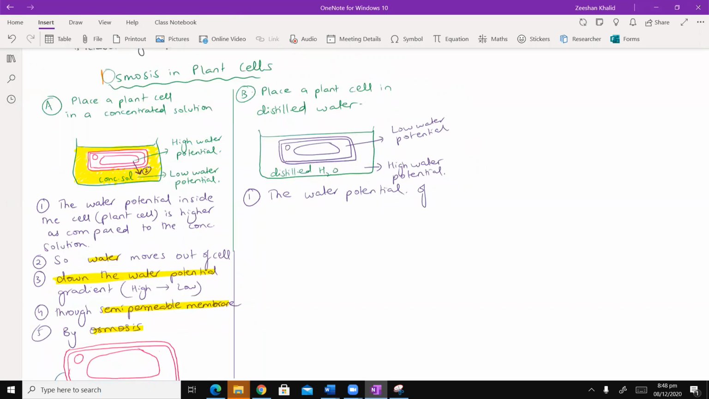Yes. Okay, so the water potential of the cell is lower as compared to the dilute solution. So what do you think will happen? Point number 2. So water, where will water move? Will it move into the cell or out of the cell? It will move into the cell.